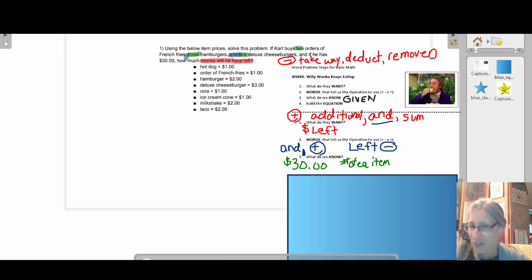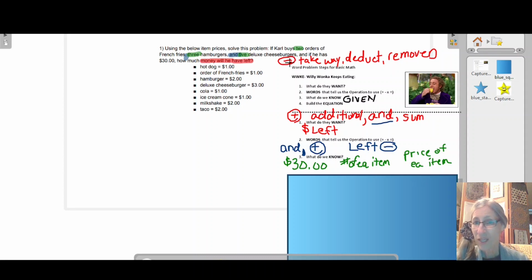Do we know anything else about each item? Because remember, they want to know how much money he has left. So just knowing the number of each item doesn't help us if they want money. That's what they want, is money. Yes, they did tell us the price of each item. So there you go. We know a lot, so we have a lot to work with.